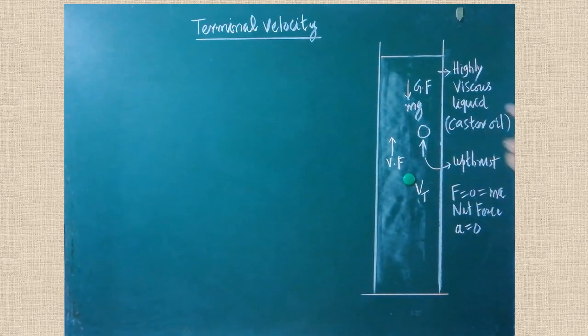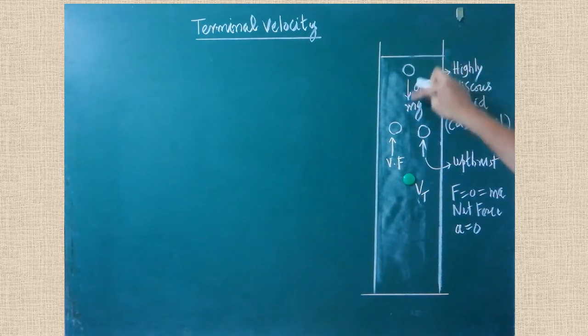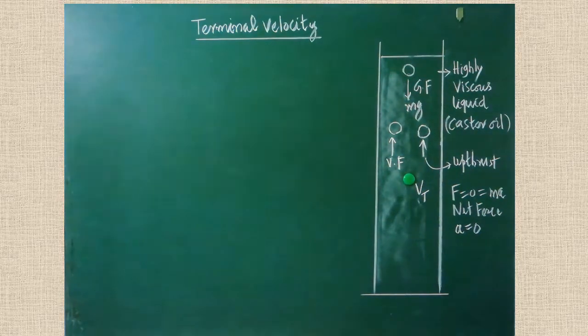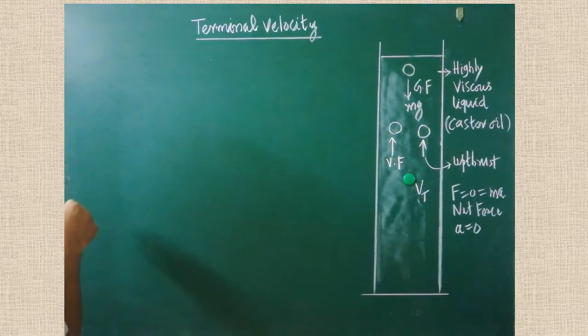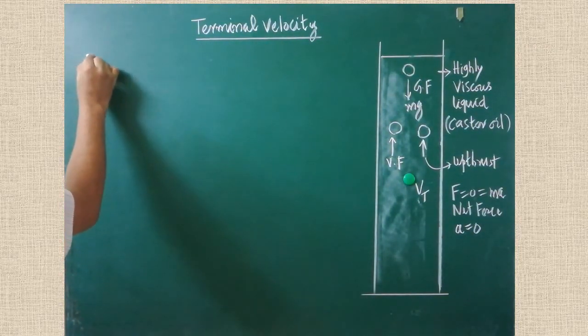Now we are going to derive the expression for which one? Terminal velocity. Again, I would like to recall how many forces are acting. One is the downward gravitational force and two upward forces. One is viscous force and another one is upthrust. So with the help of these three forces, is it clear? We are going to derive the expression for terminal velocity.